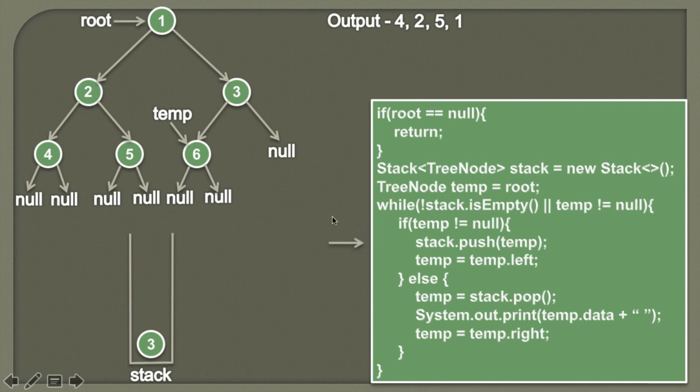And then we'll simply push the node 6 on the stack, because we can't visit this node till we process its left subtree completely. Therefore we are storing the node 6 on the stack. So after pushing the node 6 on the stack, we simply go to its left subtree. So now temp will point to the left of the node 6, which is null. Moving ahead.